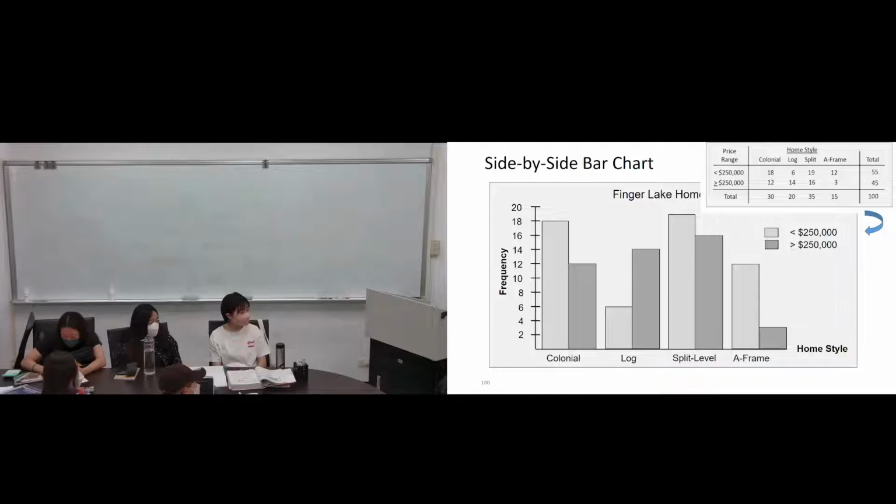For colonial, as you can see, more homes are priced below $250,000. For the log, more homes are priced above $250,000. For the split level, more homes are priced below $250,000. For the A-frame, way more homes are priced below $250,000. That's how we use the side-by-side bar chart to depict the relationship between 2 variables.